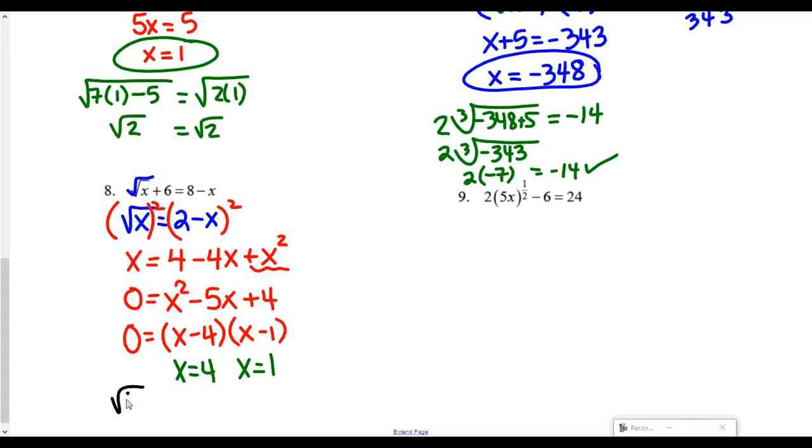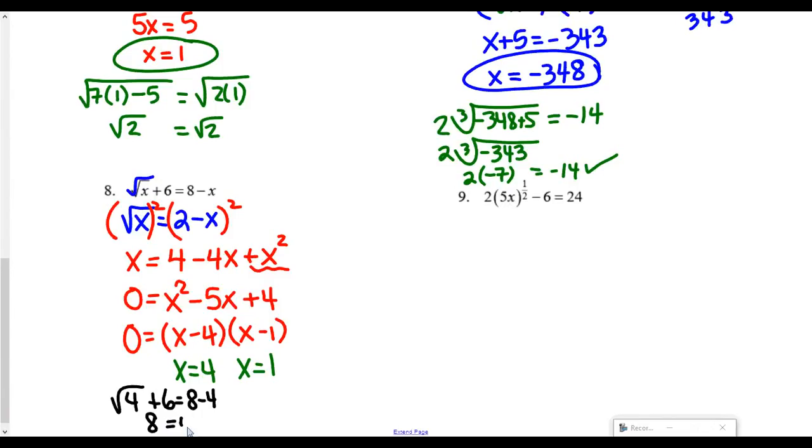Let's check. I have the square root of 4 plus 6, so that's 2 plus 6, which would be 8. And on the right, I have 8 minus 4, which is 4. So this one looks like it's extraneous right now. Let's plug in 1. I have the square root of 1 plus 6. The square root of 1 is 1, plus 6 is 7. On the right, I have 8 minus 1. And 8 minus 1 is also 7, so this one looks good. x equals 1 is my only answer. I want to be sure that I've circled my answer, and then I've crossed out this other one that was extraneous, so there's no confusion.